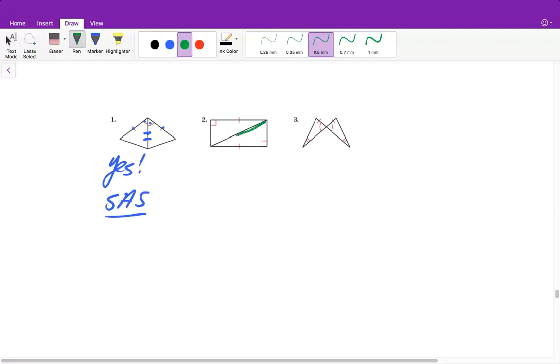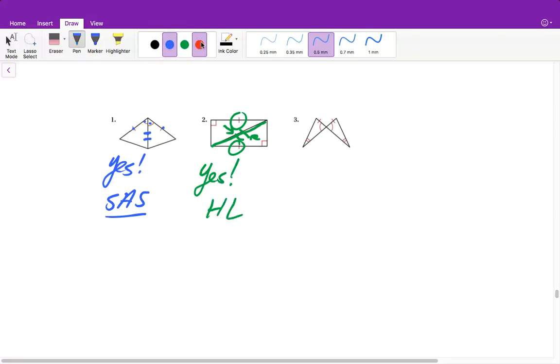Here, it's the same side in both triangles, so it's a reflexive property. So now, since we have a right angle, the first thing we should look is, do we have a hypotenuse that's congruent and a leg? Yes, both of these are hypotenuse, and here we have a leg that's congruent. So we would say yes, and it will be through HL.